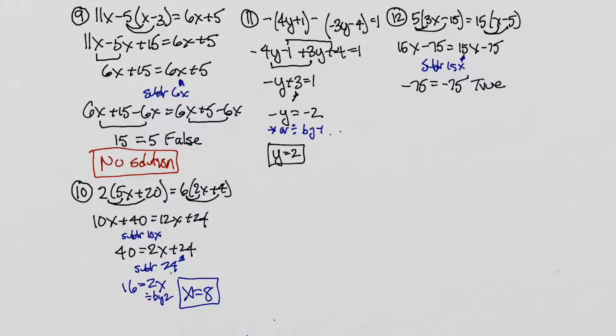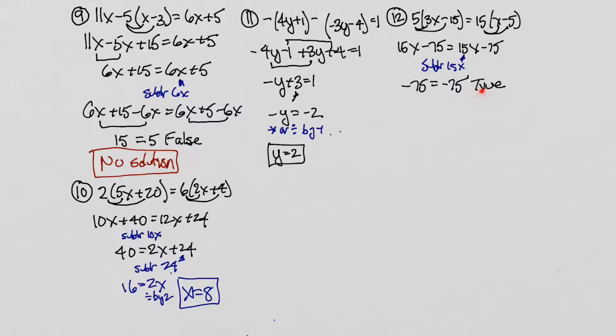So let's make a comparison now. Look back here to what we did in problem number 9. We went through our work, we eliminated all the variables, and we got a false statement. Now, if you eliminate all the variables and get a false statement, you've got no solution. But over here, what did we do? We went through our work, and we eliminated all the variables, but we got a true statement.